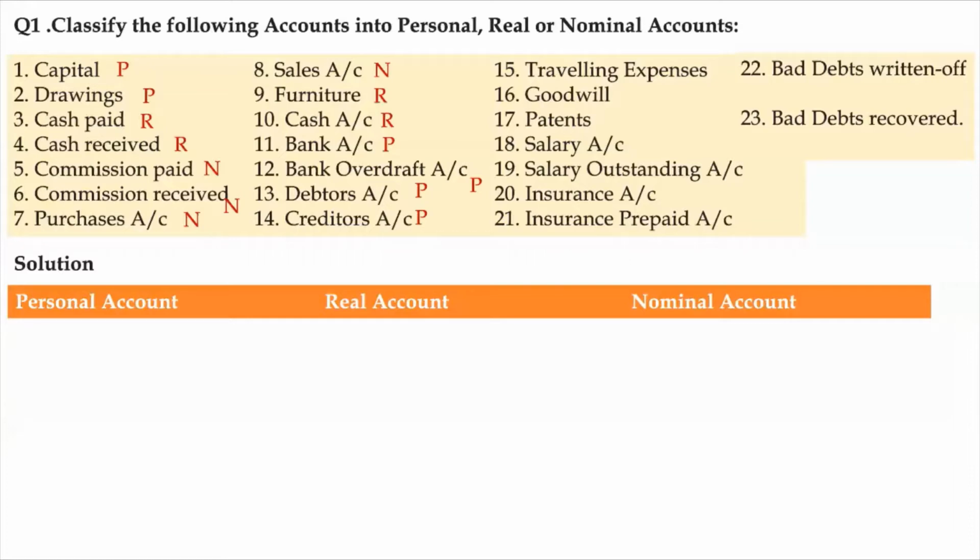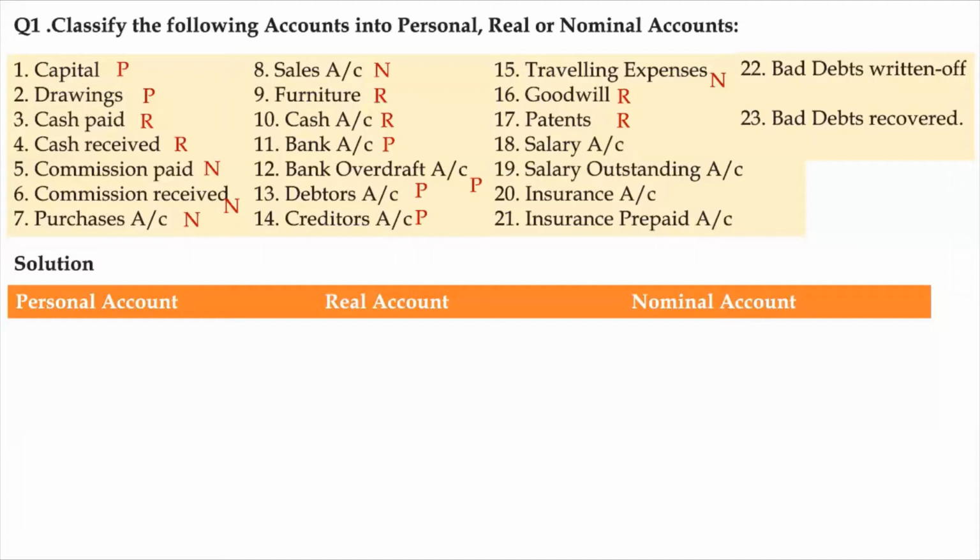Then 15th item is traveling expenses. This is an expense, so it is related to nominal account. 16th is goodwill. Goodwill is an intangible asset, right? Goodwill is the reputation that we cannot see and we cannot touch, but they are assets, so they are related to real account. 17th is patents. Patent is an asset for the business, so this will also be the real account. Salary account. Salary means you are giving some wages to your employees.